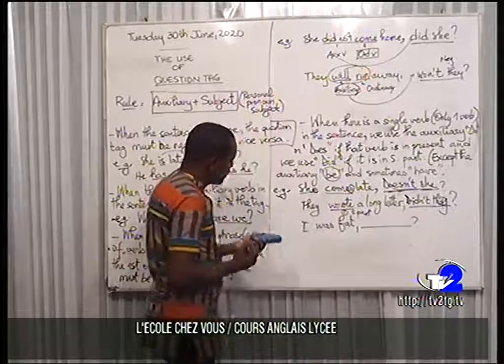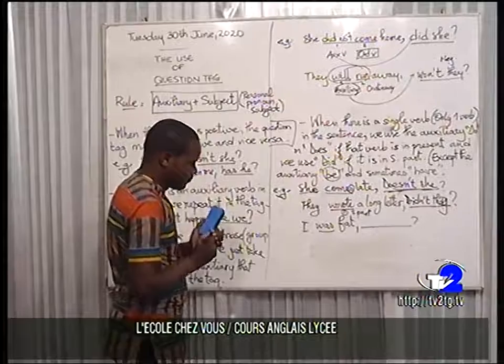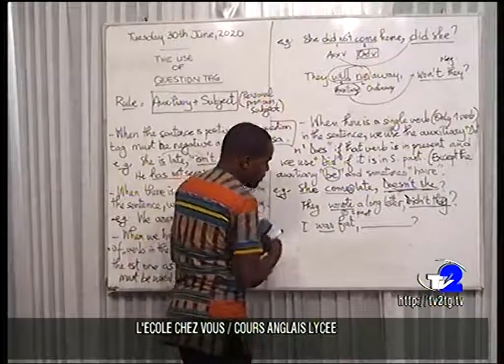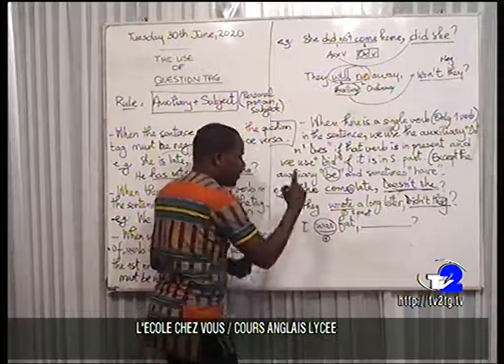Now let's come to the last one. I was fat. I was fat. What is the verb? The verb is was, which is a single verb, only one verb.